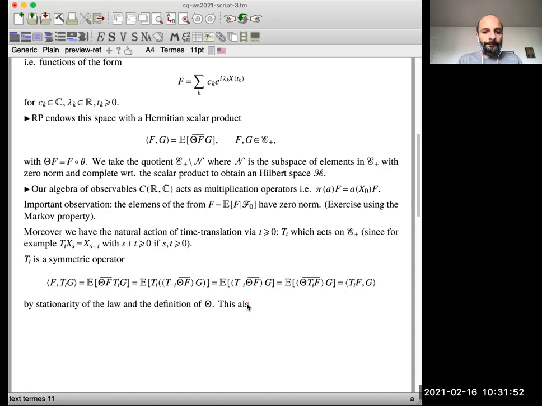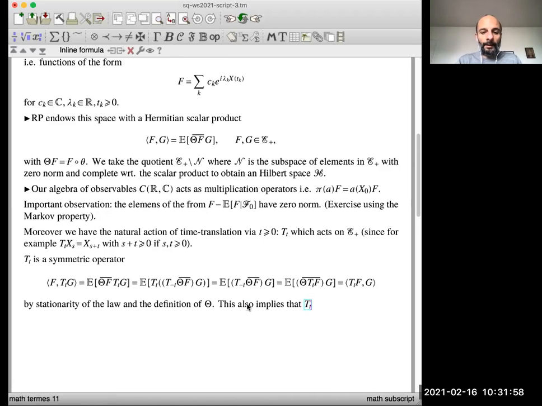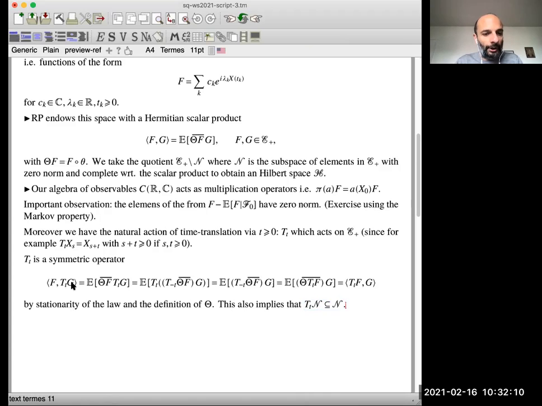This also implies that T, if you take a vector in N, gives another vector in N. Because if G is in N, then this scalar product is 0. It means that this is 0 for every f, but of course this means also that it's 0 for Tg, so the norm is 0. So the symmetry implies that the null vectors are preserved.